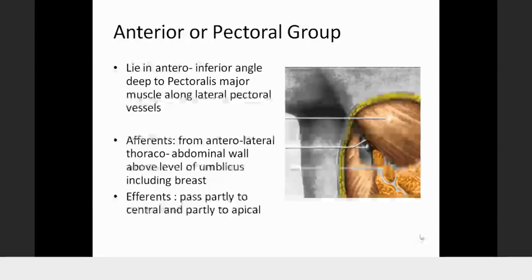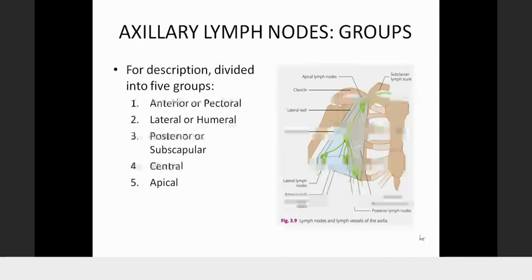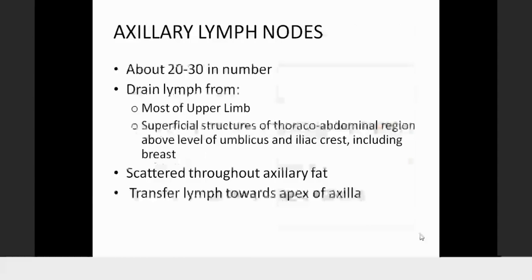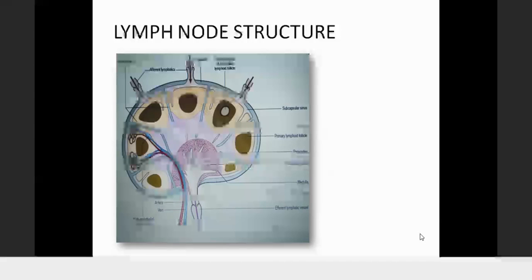So axillary lymph nodes are very important clinically. Okay, they become palpable and clinically they are palpated in several conditions. In breast carcinoma, it becomes very important to palpate these axillary lymph nodes to see whether they are palpable or not.